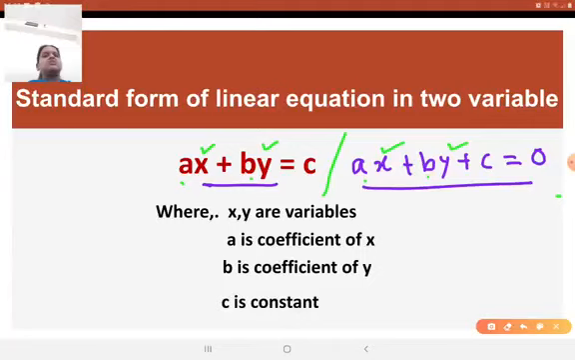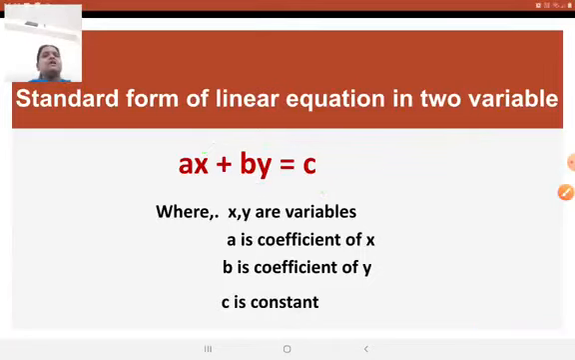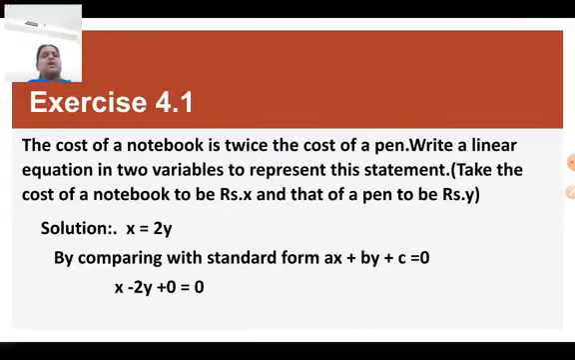But what is the condition on X and Y? Yes, it should be a linear equation, therefore the power of X and Y should always be 1. Is the standard form of a linear equation clear to all of you? Okay, so let us see the next part. So we will start with exercise 4.1.